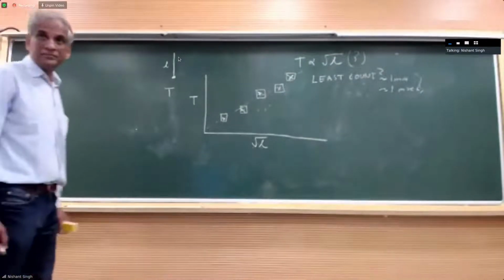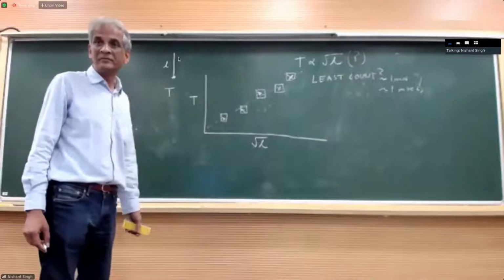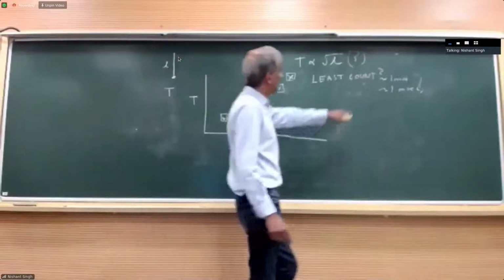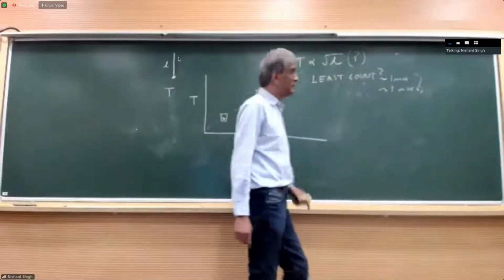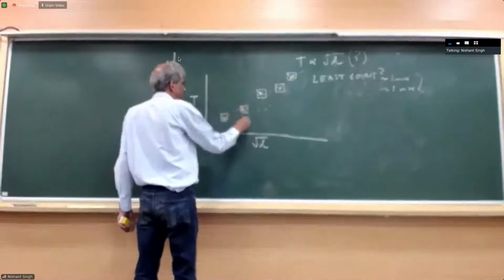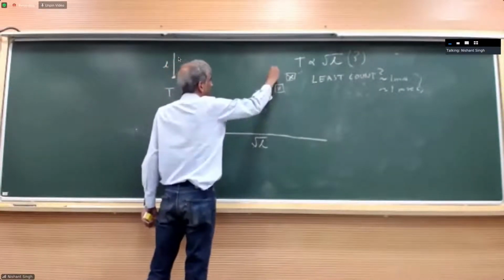In reality, this never happens. I mean, you've done the experiment. The least count of your instruments was 1 millimeter, 1 millisecond. You'll never pass it through a line. Your data points will still have a scatter. So there'll be points here, and there'll be points here.